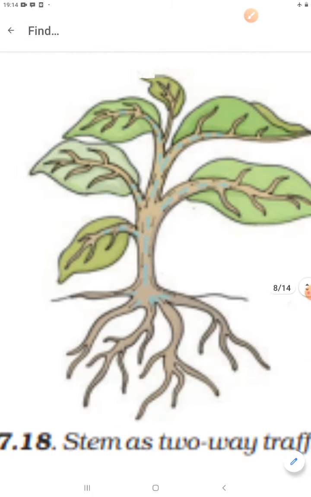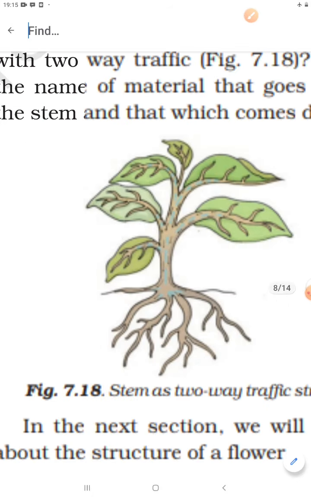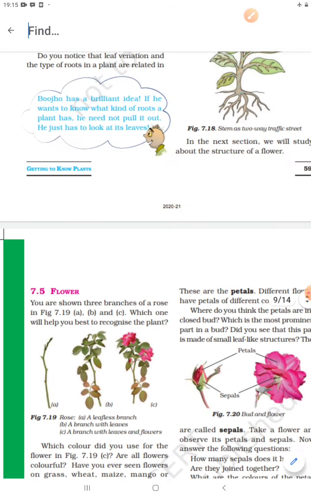If you are observing this diagram very clearly, you have your NCERT book, you can go through that. You can see there are some arrows. Some arrows are pointing downwards. Some arrows are pointing upwards. So you should know this thing about roots. Got it?